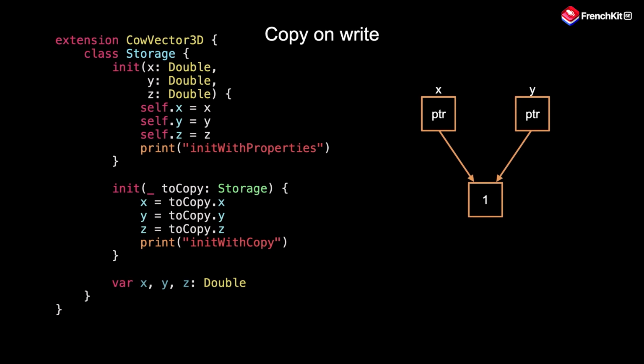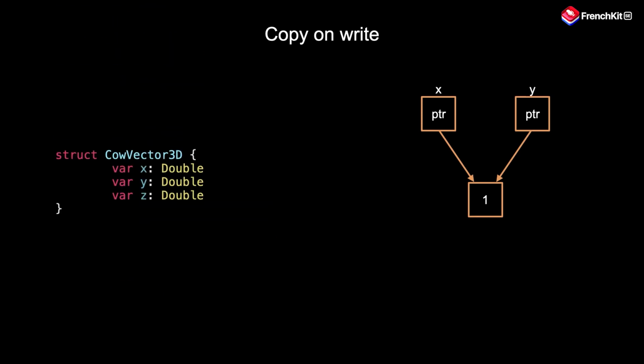This class is going to come with two initializers, one with the properties and one with another Storage to duplicate it. And both those initializers are going to print out whether we're initializing with properties or with a copy, for us to really understand what's going on when we're using them. But more on that later. Let's go back to our struct and use our Storage now.